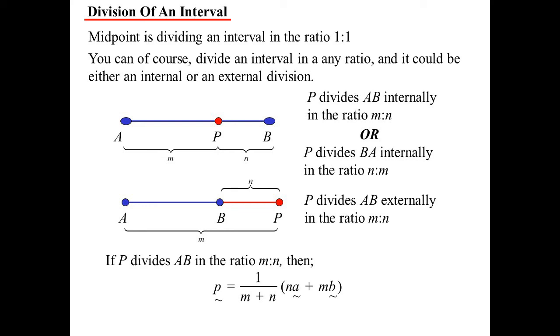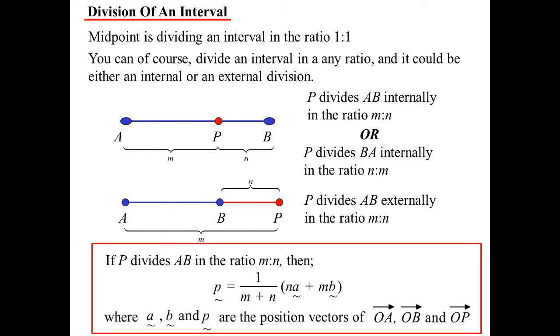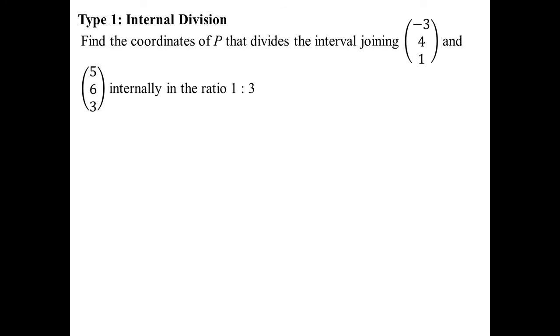So the A to B is m to n. So when I'm doing that multiplication there, I multiply the A by the n. So the first one with the second one. And I multiply the B with the m, so the second one with the first one. So in those parentheses there, it's opposite to the order of the ratio. And so A, B and P are the respective position vectors. All right, so let's try it.